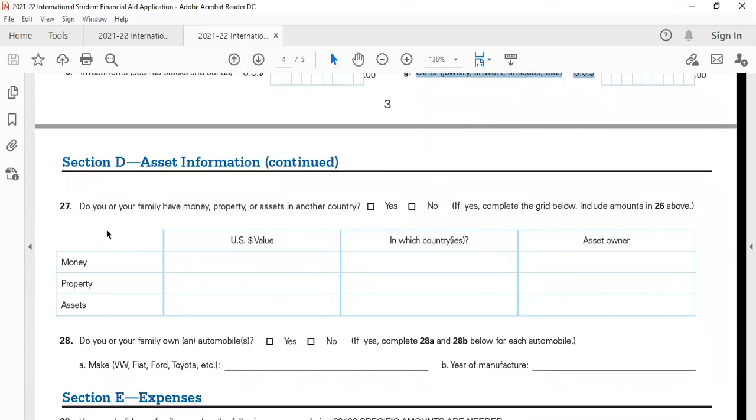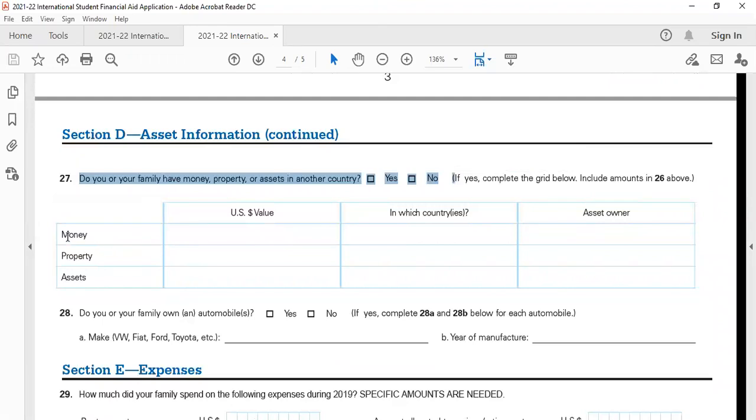And question number 27, again, this is a continuation of the asset information part. Does your family have assets in any other country? So you can mention yes or no, and then you need to mention what is the value, what kind of property it is, and in which country that property is.